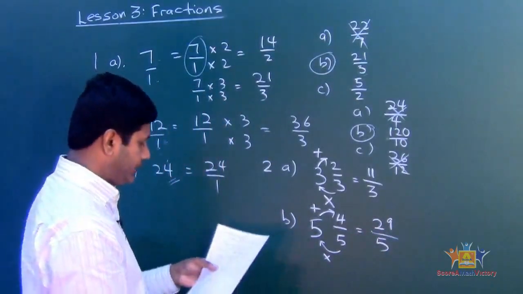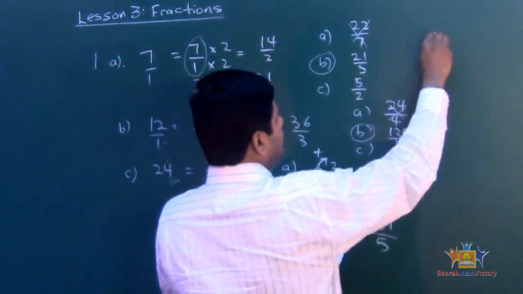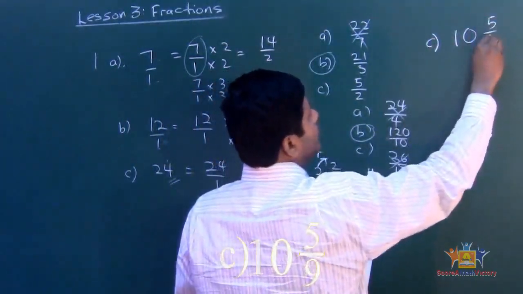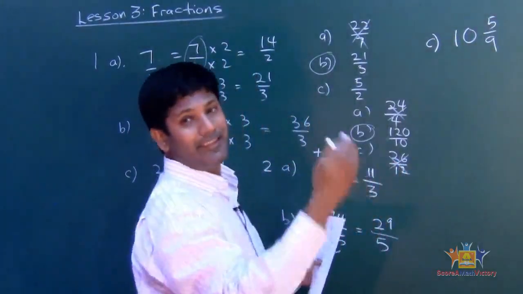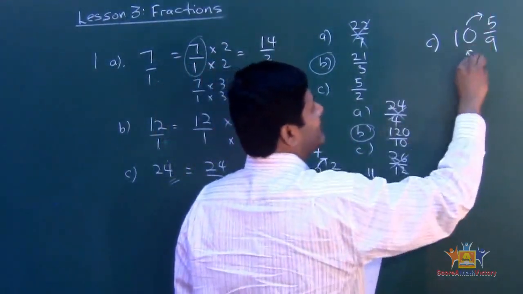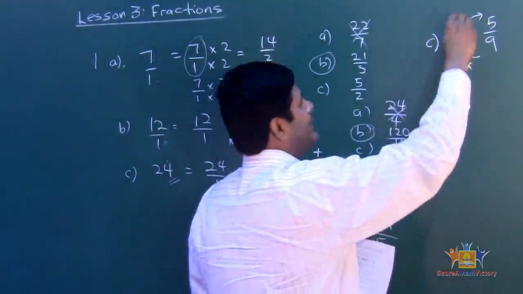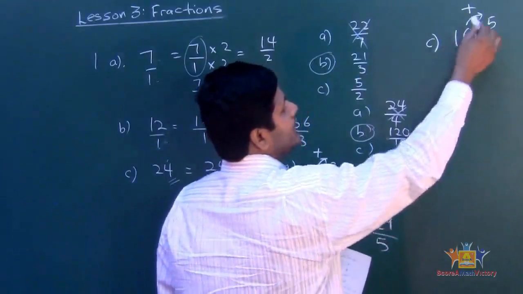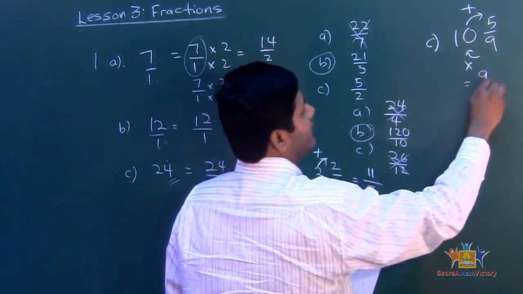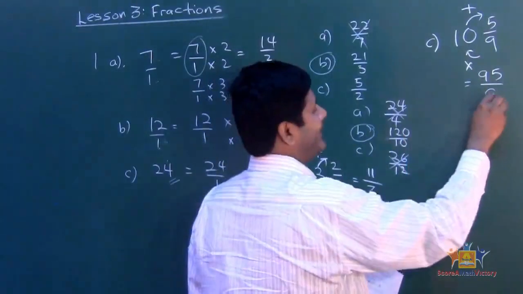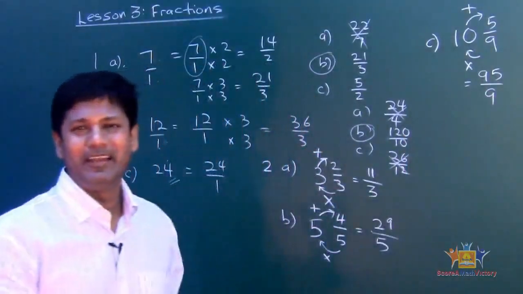And then for C, you're given 10 and 5 over 9. Again, we're going to use the semi-rotation method. Very important: multiplication first and then addition after that. So 9 times 10 is 90. 90 plus 5 is 95. Over, very good, 9. You maintain the same denominator.